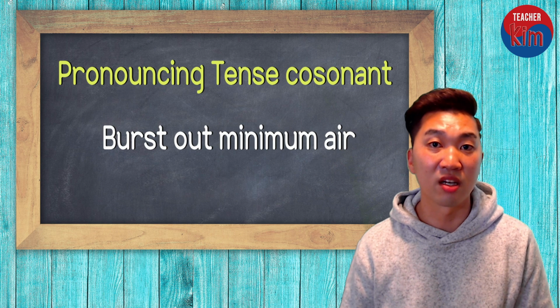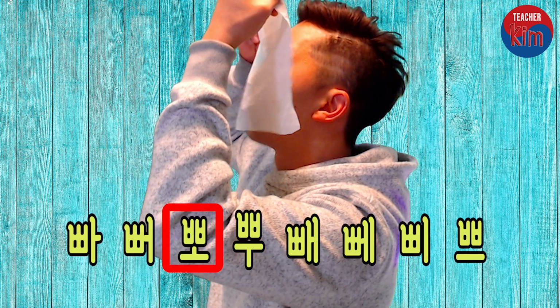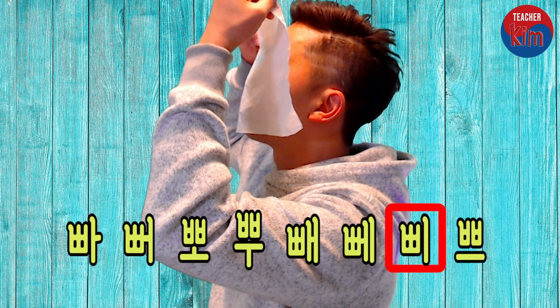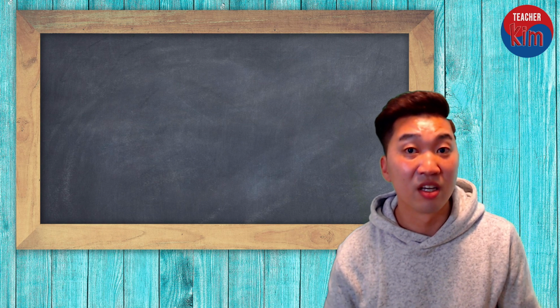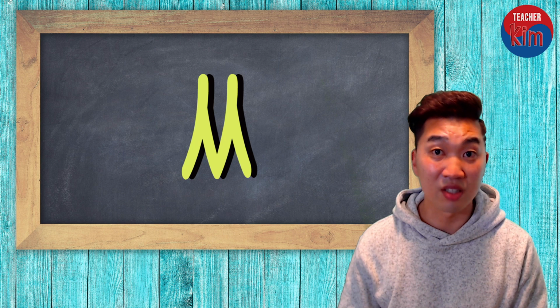Let's pronounce tense consonant B with basic vowels. Grab your napkin close to your mouth. Ba, bo, bu, be, bi. Before we move on to the next consonant, try to do your own handwriting on the writing material. Okay, let's move on to the next one.